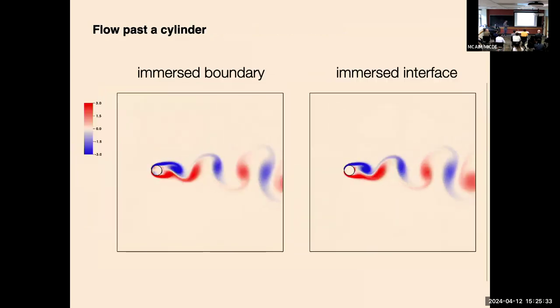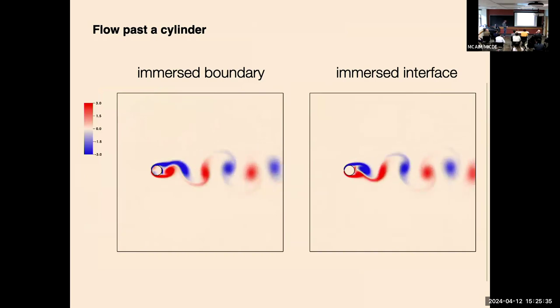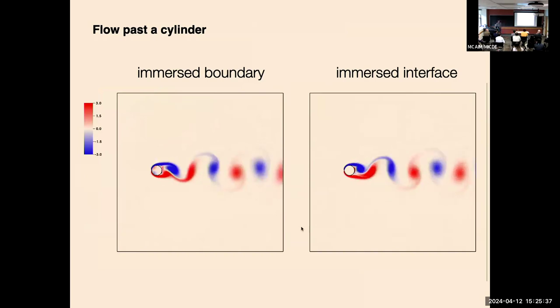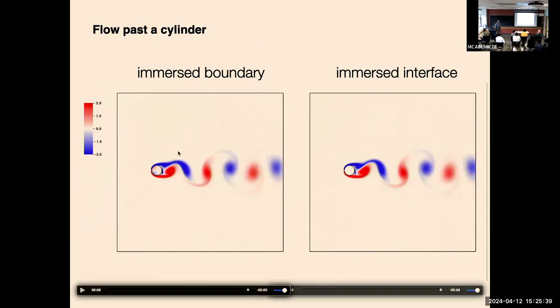So another test problem, I use it too much, is flow past a cylinder. This is flow past a cylinder, Reynolds number 200, I think, plotting the vortex shedding. So this is an immersed boundary model, where the immersed boundary model is keeping the configuration of the boundary fixed in place.